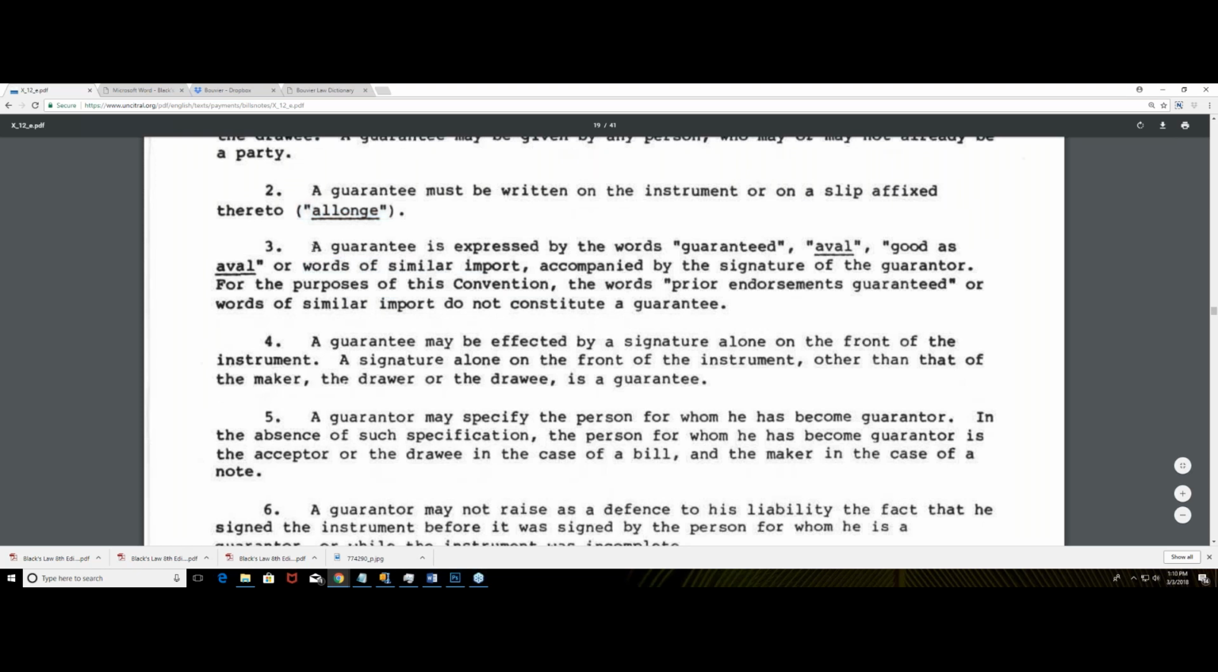Three. A guarantee is expressed by the words guaranteed, aval, good as aval, or words of similar import, accompanied by the signature of the guarantor. For the purposes of this convention, the words prior endorsement, guaranteed, or words of similar import do not constitute a guarantee. Four, a guarantee may be effected by a signature alone on the front of the instrument. A signature alone on the front of the instrument other than that of the maker, the drawer, or the drawee is a guarantee. Okay?